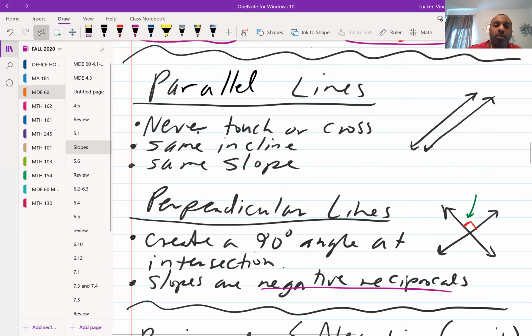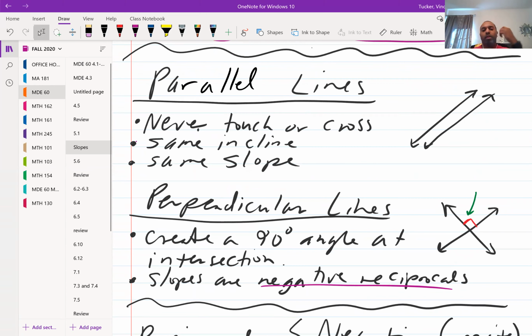All right. So parallel lines, the lines that never touch or cross, they will have the same incline. And if that's the case, that means they have the same slope. Perpendicular lines, lines that create a 90-degree angle at their intersection, have slopes that are negative reciprocals of each other. So we'll talk about what that means exactly in a second. Just give you a chance to write this down. Slopes have to be negative reciprocals.